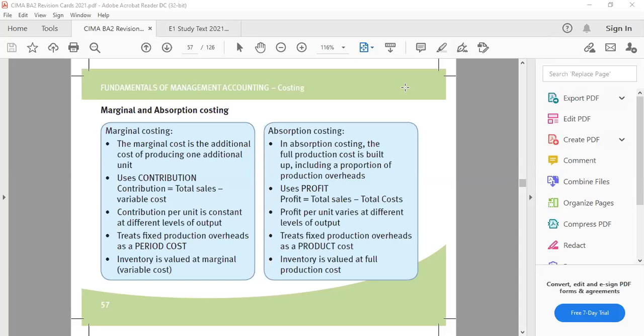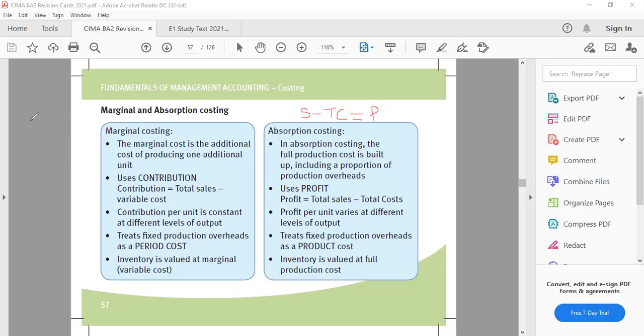See, absorption costing is also called full costing. So what is full costing? Sales minus full cost or total cost is equal to profit. So that is their concept. No distinction is made within the total cost. So sales minus total cost is profit. On the other hand, we see marginal costing.